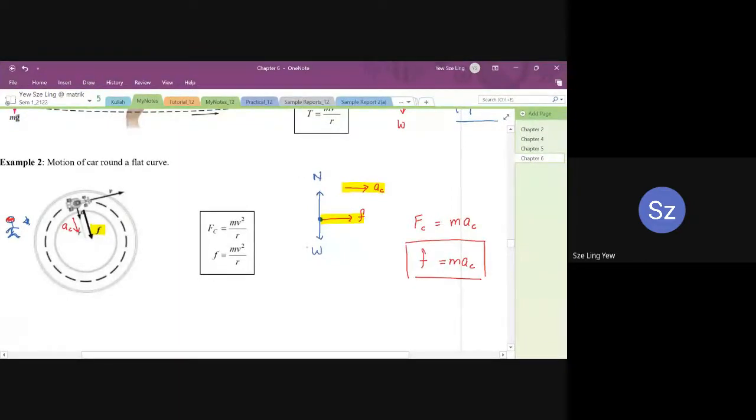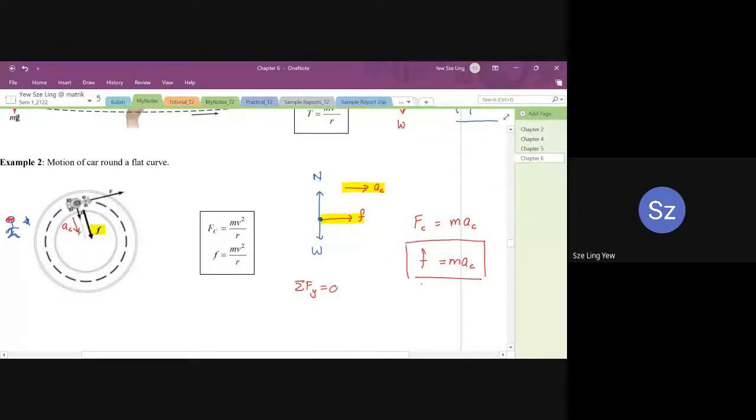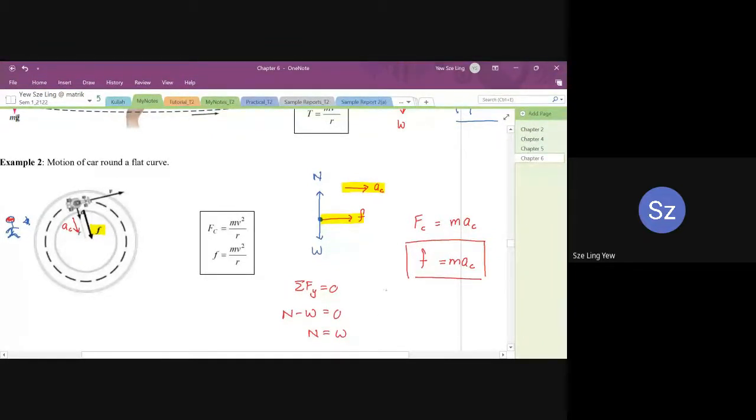Then how about N and W? Because my car doesn't move up and down, it just moves along the X component, for N and W we can say summation Fy equals 0. So we go back to chapter 4. N minus W equals 0 and N equals W. So that is how you solve it.